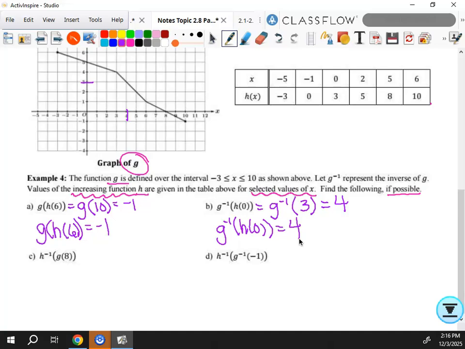Alrighty. So H inverse of G of 8. What is G of 8? 0. Then what is H inverse of 0? -1. Since this is H inverse, I don't look at the x, I look at h because I want to go backwards. That's where I get that -1 from. So H inverse of G of 8 equals -1.